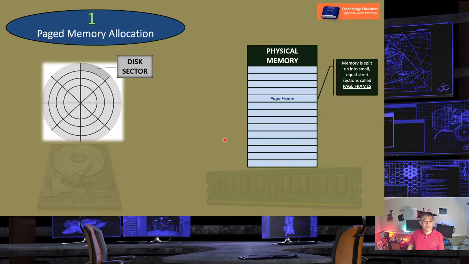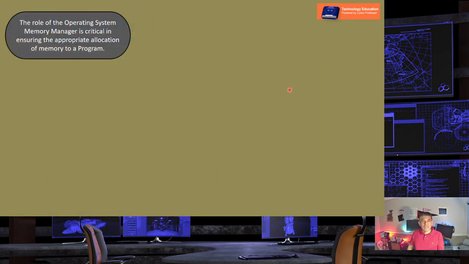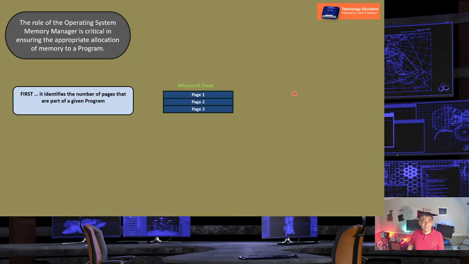And the physical memory is subdivided into page frames, which are the small equal size rectangles that you see depicted here in light blue. The role of the operating system memory manager is critical in ensuring the appropriate allocation of memory to a program, because it first has to identify the number of pages that are part of a given program.